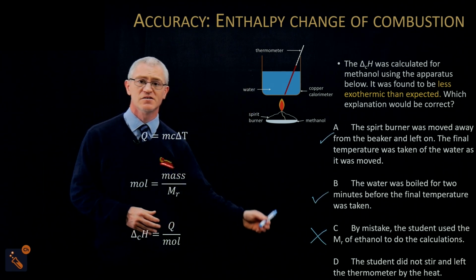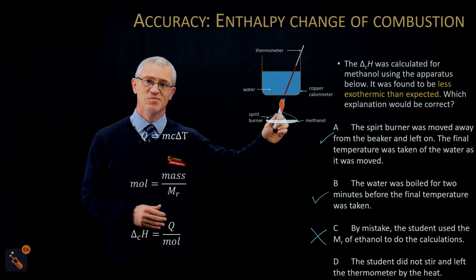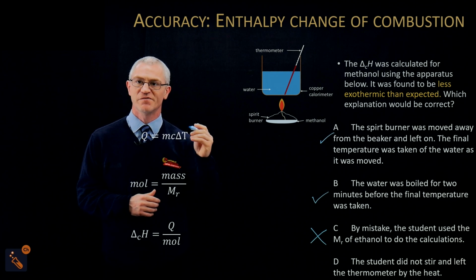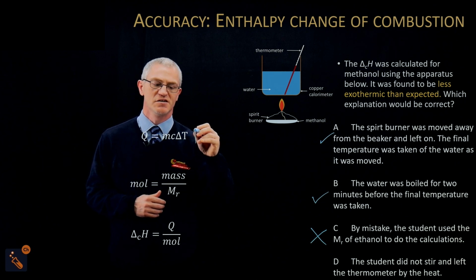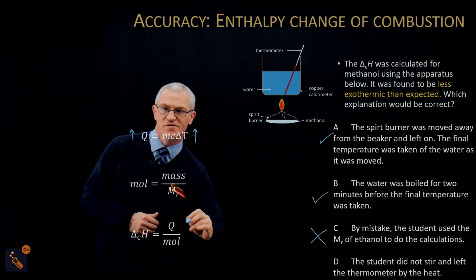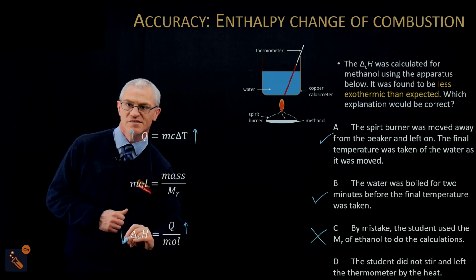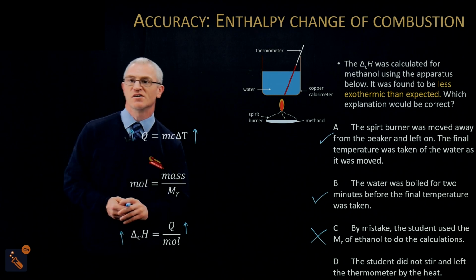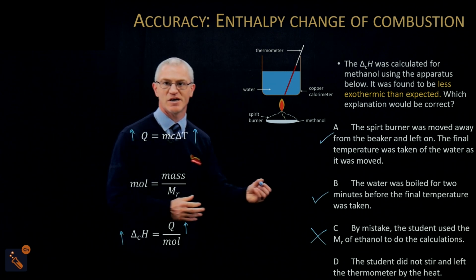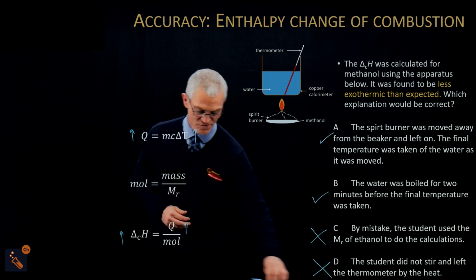All right. Student did not stir and left the thermometer by the heat. So the thermometer is right there. It's by the heat, didn't stir. That means it's going to be hotter here than it is everywhere else because you haven't stirred it and everything like that. That means you're going to get a false temperature change. So this is going to be higher than you would expect. If that is the case, that number will be larger than you would expect. And again, when you put the minus on, that means it's more exothermic than you would expect. And so if we go down here, we can say that that is totally wrong.